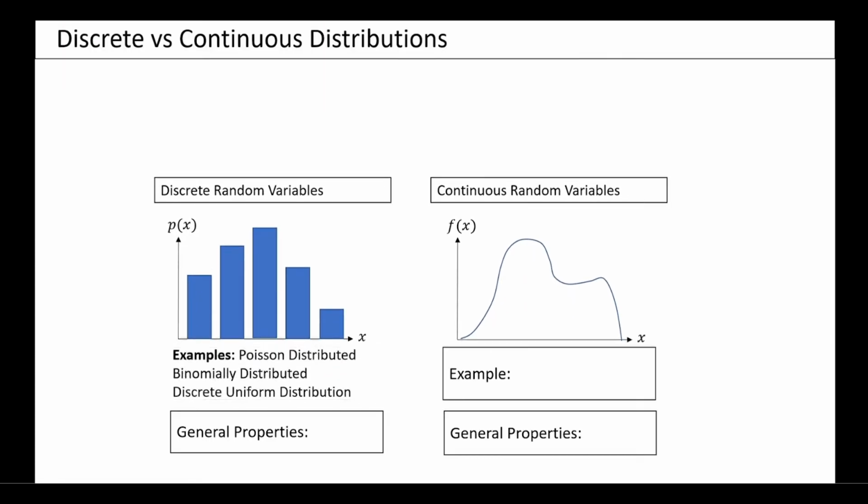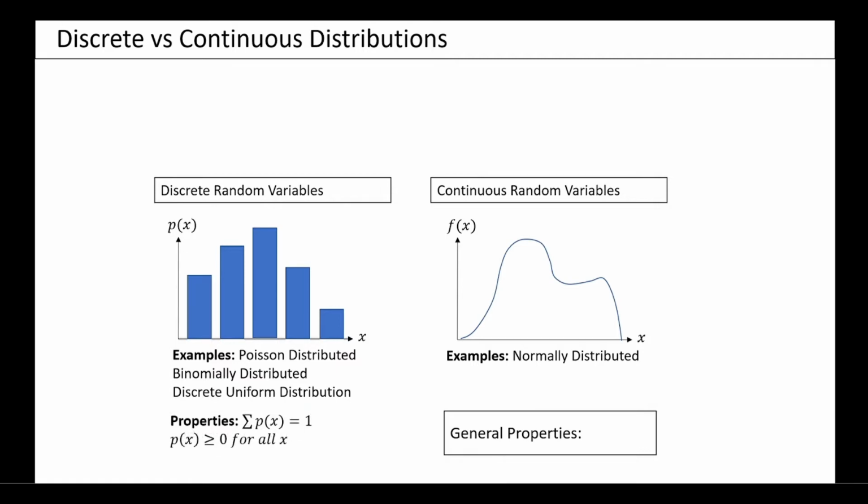So, as I said before, some examples of discrete random variables you've already come across are the Poisson distribution, the binomial distribution, the discrete uniform distribution, and then there are non-standard discrete random variables. For continuous, we've only up to now mentioned the normal distribution, but we'll look at some other continuous distributions as we make our way through this unit.